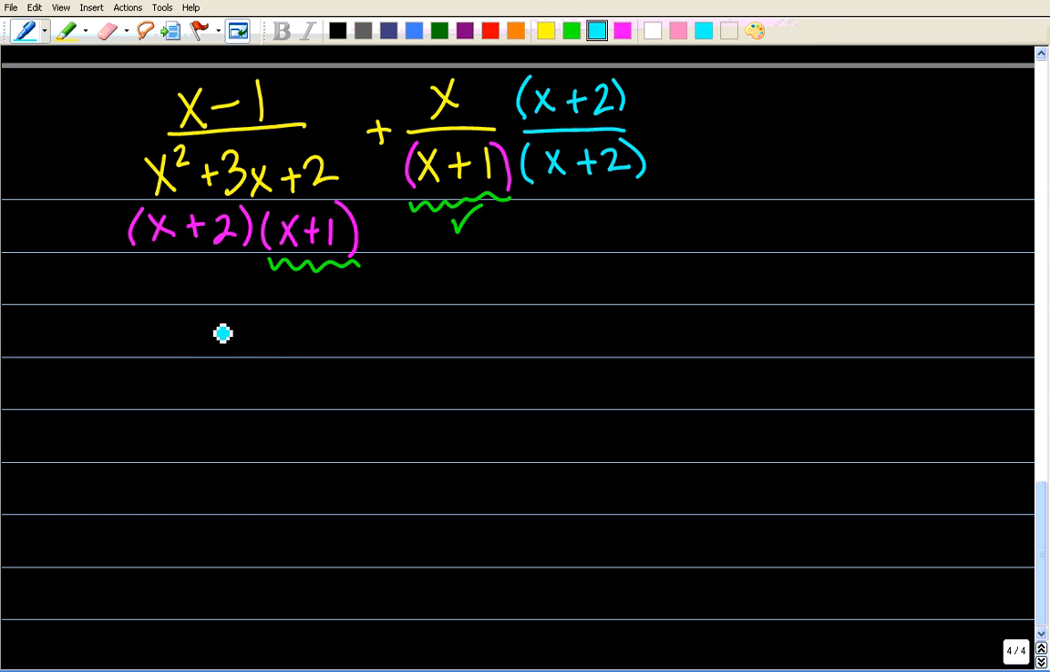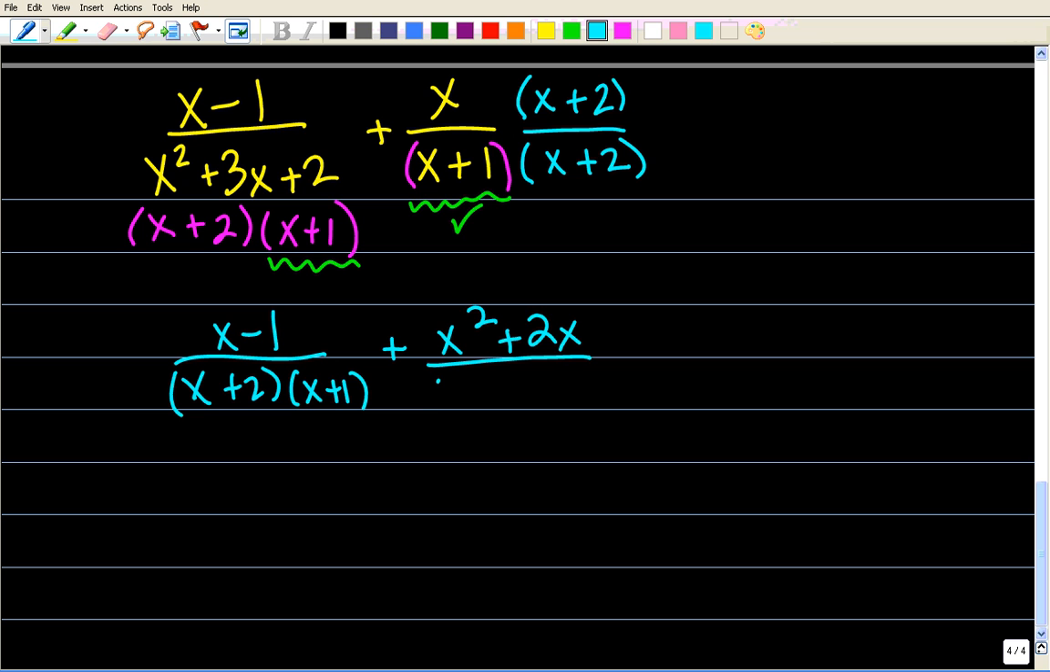So this first term would be (x minus 1) over (x plus 2), and leave it factored, times (x plus 1). And we have plus, so this x times (x plus 2) would be x squared plus 2x. I just distributed the x. And then its denominator is now, it doesn't matter which order we put these in, (x plus 1)(x plus 2). So its denominators match. That's fantastic.